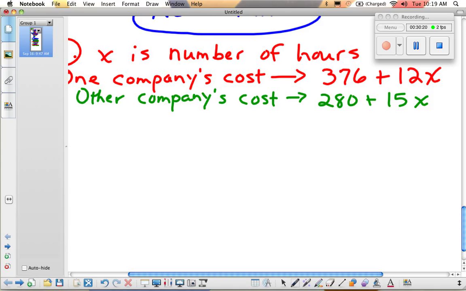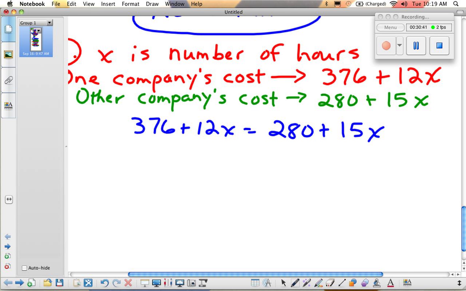Okay, but now we need to do what with those expressions? Add them? No. Set them equal to each other. They want to know when that cost is the same as the other one's cost. So we just set up an equation where 376 plus 12x is set equal to 280 plus 15x, and we go about solving that. Go! You're answering A right now, okay? We're trying to figure out A right now.